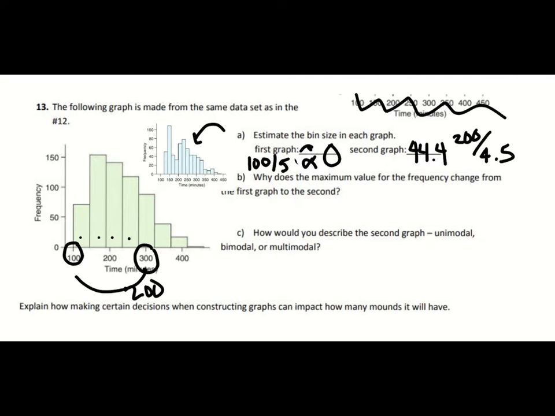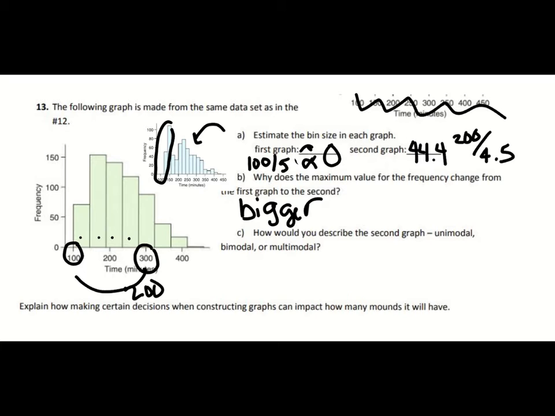So how does the maximum value for the frequency change from the first graph to the second graph? On the second graph, your bin size is 20. So on the second graph, your bin size is wider, so it covers more. It gets bigger because you're almost putting together these two bars, almost the 40 and the 100. You're not putting them together, but you're putting together 2 bars. So the frequency gets bigger because you're putting more data together.